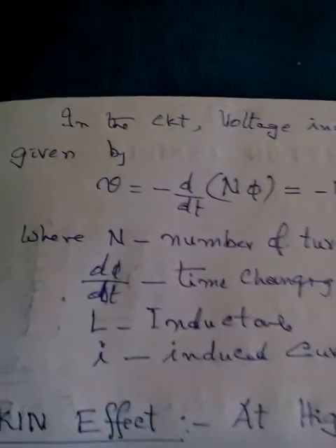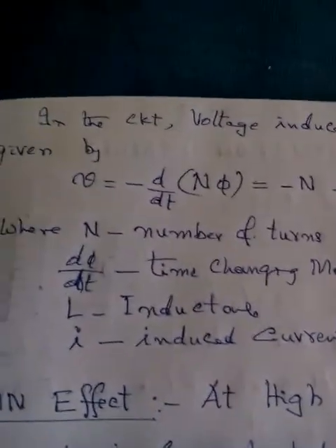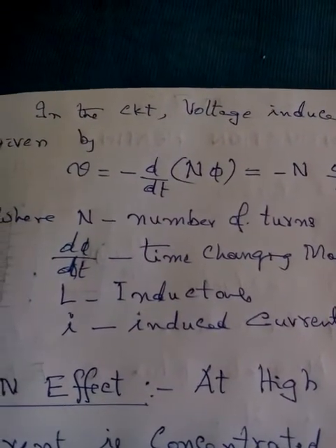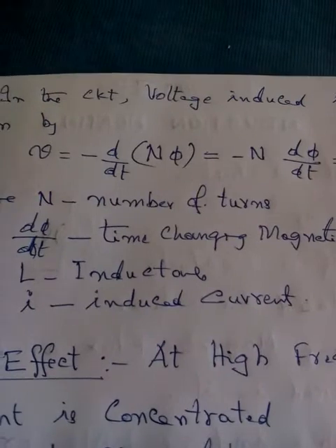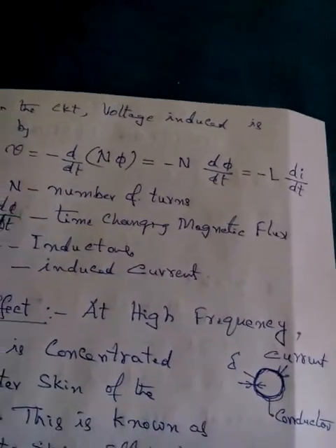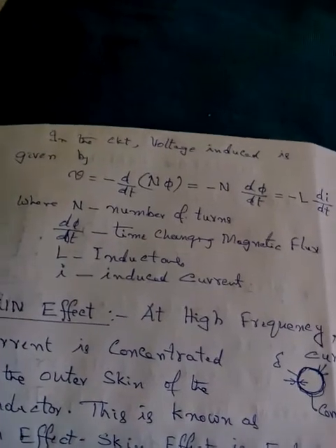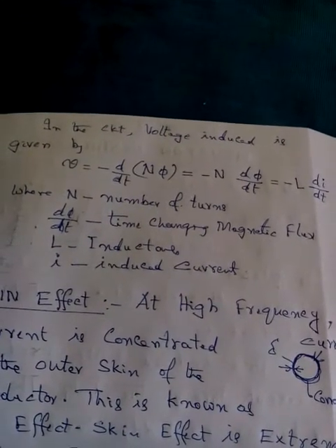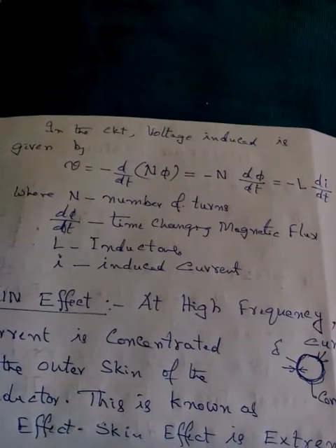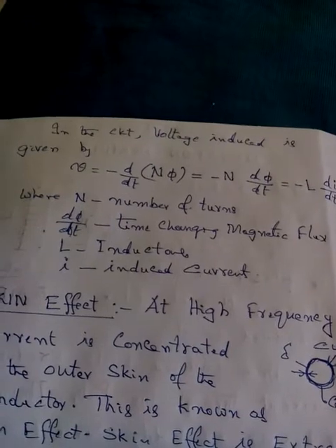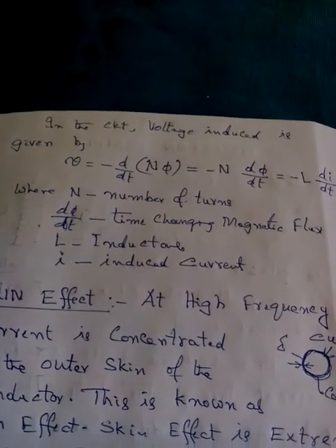In the circuit, the induced voltage is given by V equals minus d by dt of N phi. It is also equal to minus N d phi by dt, which is minus L di by dt, where N is the number of turns, d phi by dt is the time-changing magnetic flux, L is inductance, and I is the induced current.